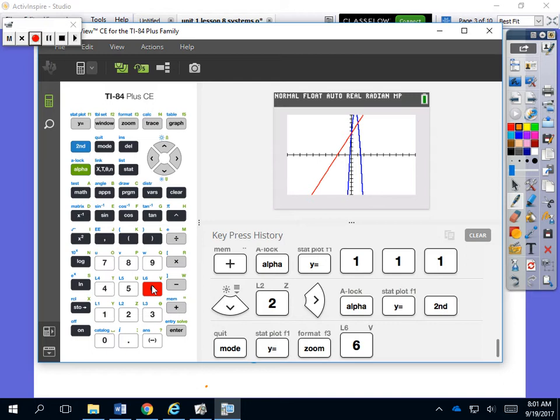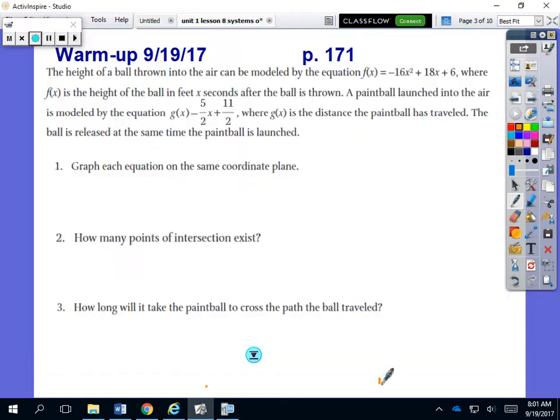And I can see the second graph looks like this. That was a linear equation. The first graph was a quadratic, and it looks like that. There are 2 points of intersection because they cross in 2 spots. So graph each equation, we did that. How many points? There are 2 of them.